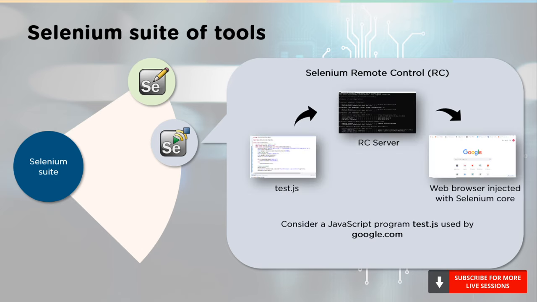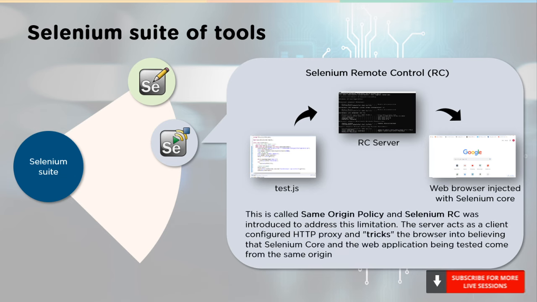Now consider a typical JavaScript program, say test.js, used by google.com. Now the program can access pages within the google.com domain like google.com/mail or login. However, it cannot access elements of other domains like yahoo.com. So local copies of Selenium core and the web browser have to be installed so that they belong to the same domains. This is called the same origin policy, and Selenium RC was introduced to address this limitation.